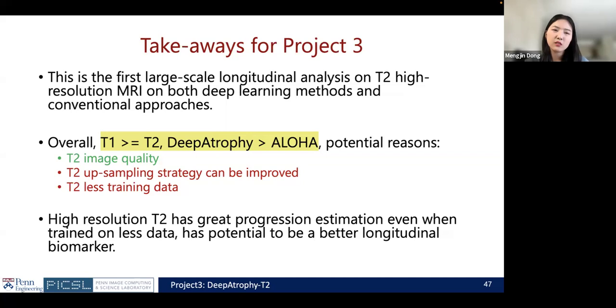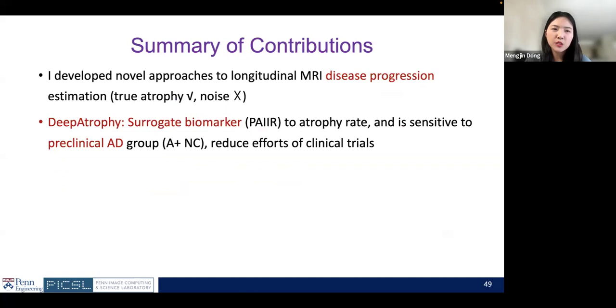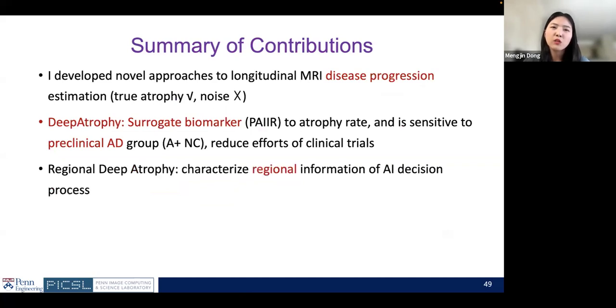But we still can't tell any difference, I mean, not too much difference between T1 and T2 weighted images, partly because T1 and T2 are not collected at the same time for ADNI data. So we can't make a strict comparison. To summarize, I developed novel approaches to longitudinal MRI disease progression measurements by taking out only true atrophy and ignoring noise. And DeepAtrophy can serve as a surrogate biomarker, and it's very sensitive to preclinical AD stage.